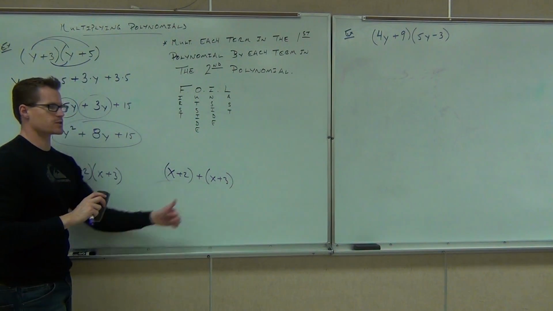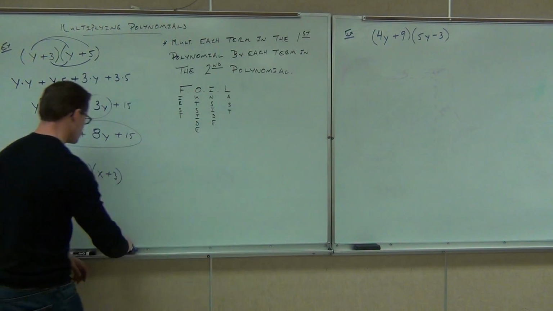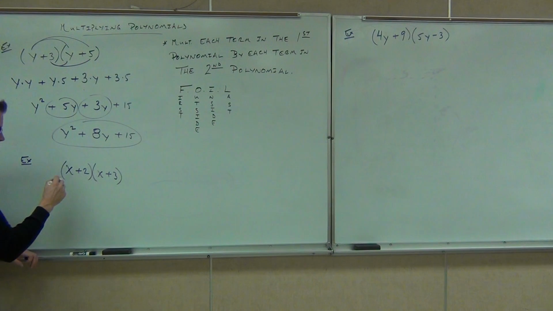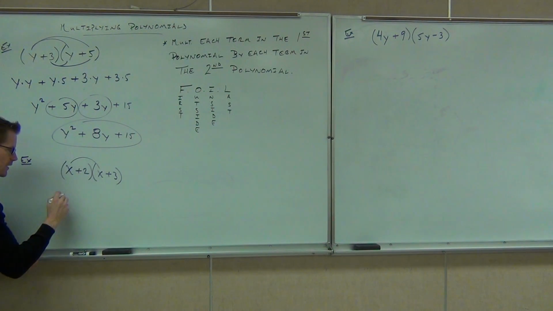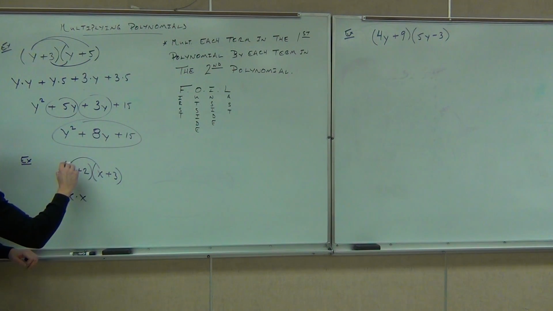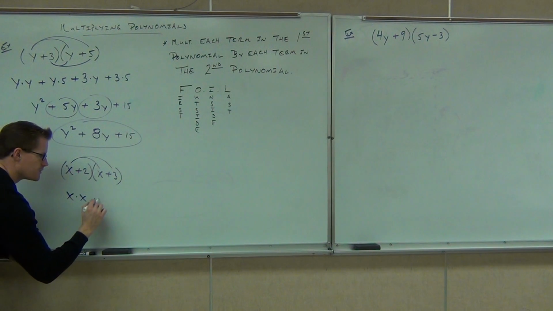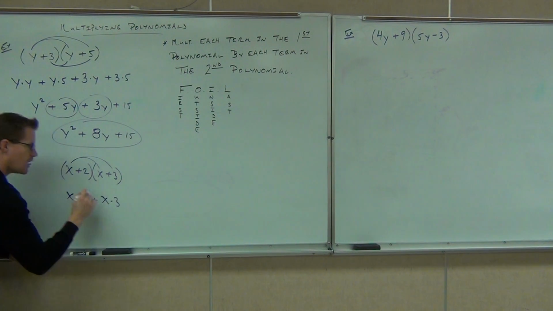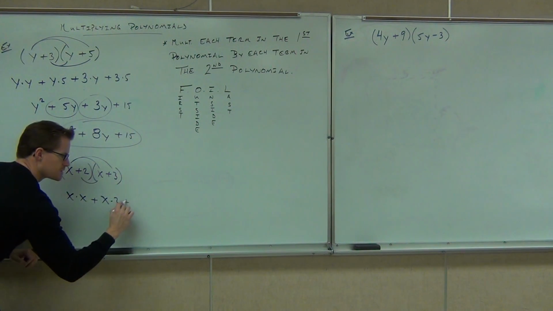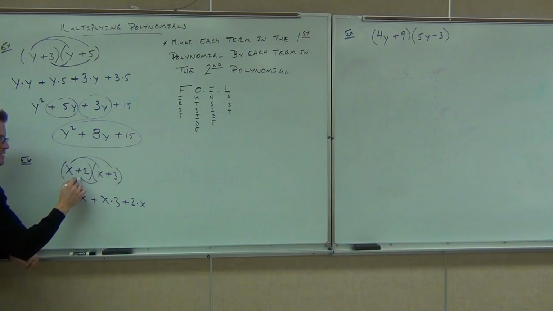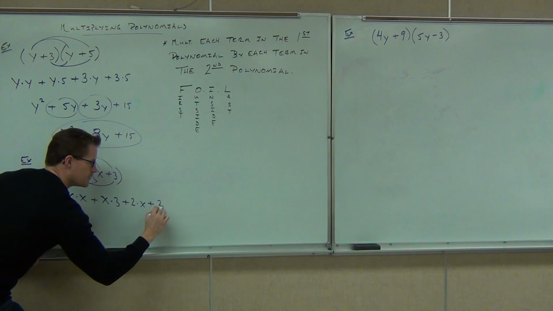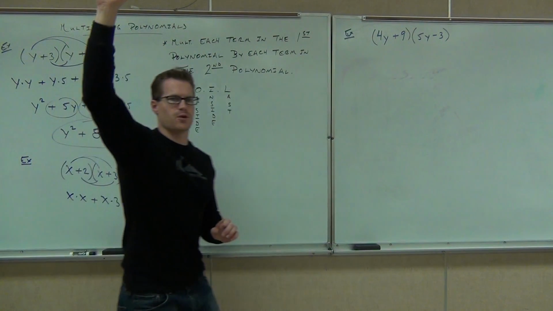This one will give you 2x plus 5. That's what that would be. This one, when we distribute, hopefully you did this, we're going to write out x times x. We're going to write out plus, because I have a positive times a positive, x times 3. Plus, because I have a positive times a positive, 2 times x. And lastly, positive times positive, 2 times 3. Raise your hand if you made it that far, please.